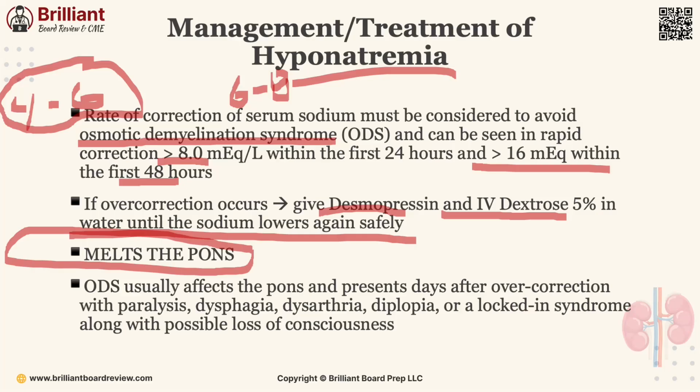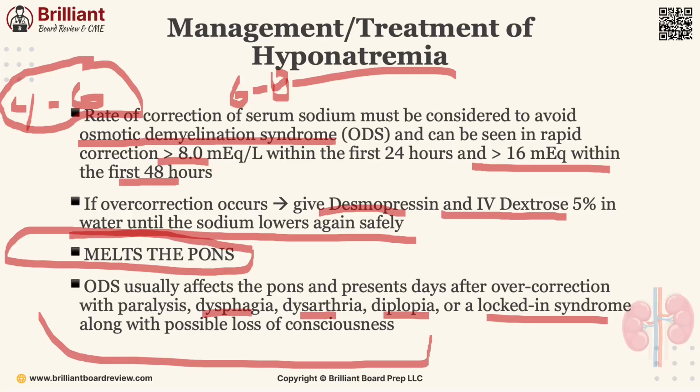Osmotic demyelination syndrome usually affects the pons and presents days after overcorrection with paralysis, dysphagia, dysarthria, diplopia, and locked-in syndrome, along with possible loss of consciousness. If you look around in your hospital systems, you probably have somebody who has had an overcorrection and they just keep coming back. I've seen these, and the only reason these people are alive is due to their family members' persistence in making sure that these patients are taken care of.